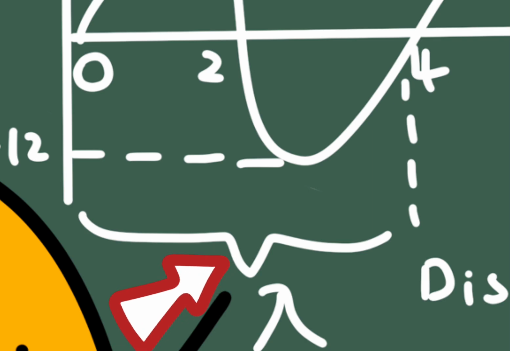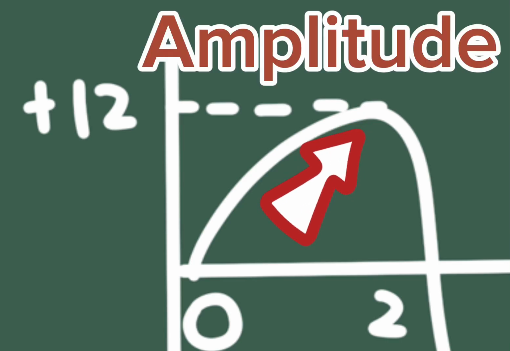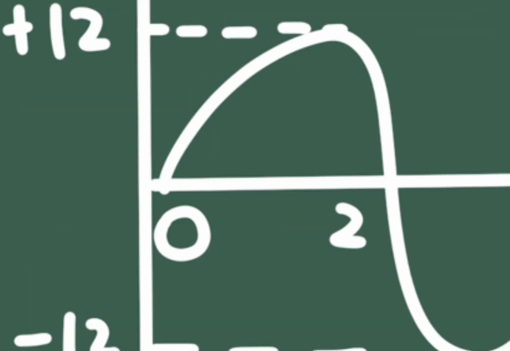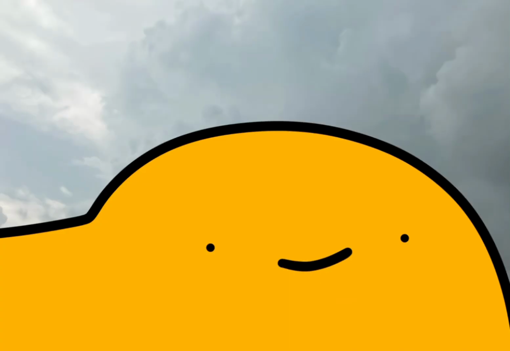The distance of one oscillation is called wavelength. The maximum amount of displacement is called an amplitude. Wavelengths can be expressed as lambda. The wave can go up and down, or down and up, but it has to be an entire oscillation.